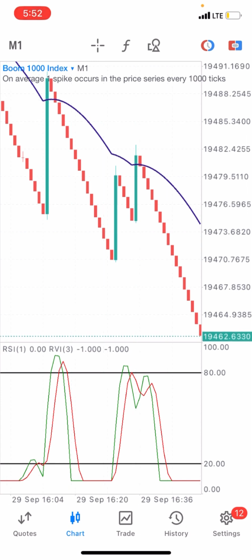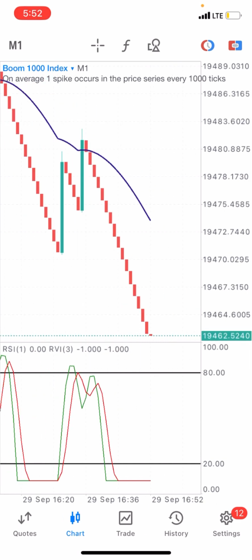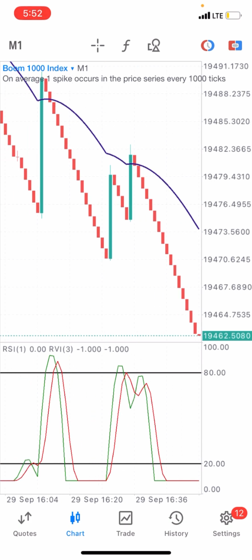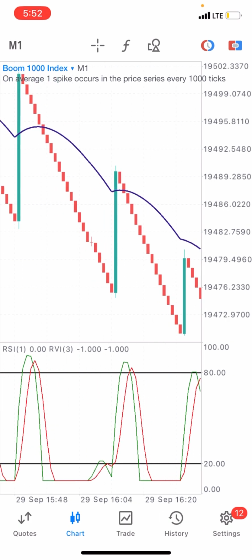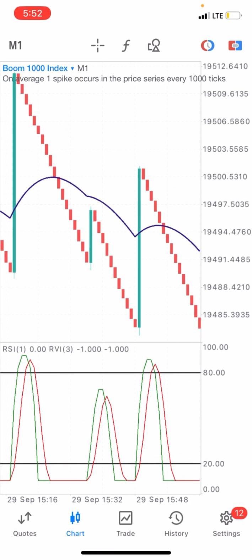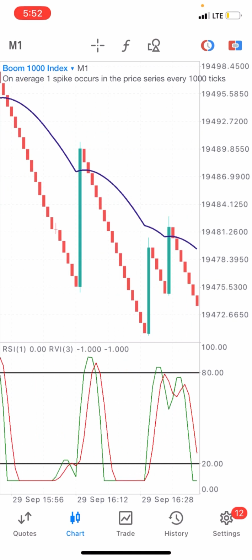All right, now how do we utilize this strategy to make profits? You can see it's still in profit, guys, still in massive profit. So how do we actually make profits using this strategy?